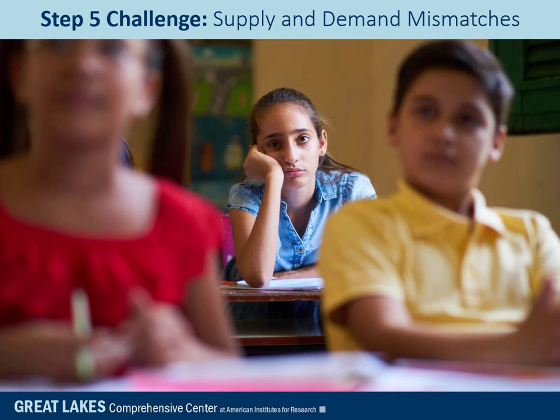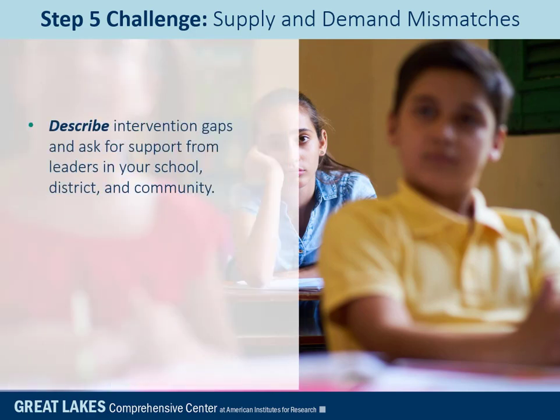The second implementation challenge is a mismatch between students' needs and the interventions that are available. Mismatches are most likely to occur when existing interventions can't serve enough students who need support. There are inadequate interventions to meet the range of student needs. To address this challenge, be sure to share with leaders in your school, district, and community the intervention gaps that were identified when you created the inventory of interventions. Explain to school district leaders, families, and representatives of community agencies what the gaps are and why they're a problem, and then ask for their support to address the gaps.